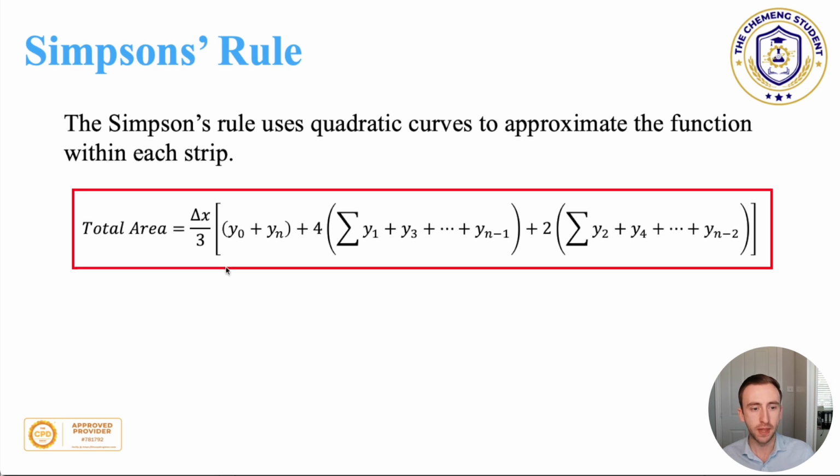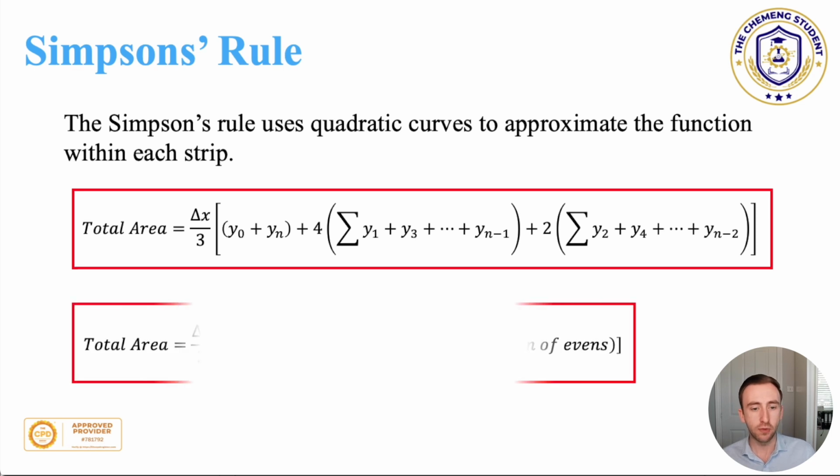This is the more formal, whereby we have our delta x over 3 multiplied by the first and last values in the data set, plus 4 times the odd values, so the odd terms within the strips or within the range, we will group them together and multiply them by 4, and then we add 2 times the summation of all the even terms. Now you can do this one by one. So you could have 4 times y1 plus 2 times y2 plus 4 times y3 and so forth.